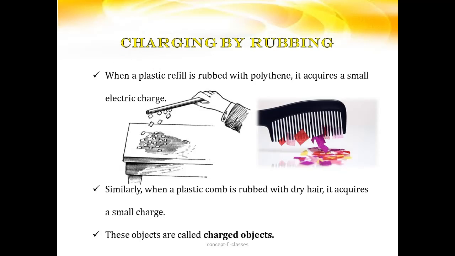In order to understand this, let's consider an activity. Take a small ball pen refill and rub it vigorously with a piece of polythene. Bring it close to some pieces of paper. What can be observed? When the plastic refill is rubbed with polythene, it acquires a small electric charge, and as a result, it attracts small bits of paper. Similarly, when a plastic comb is rubbed with dry hair, it also acquires a small charge and attracts small bits of paper. Hence, we can say that these objects are charged objects.